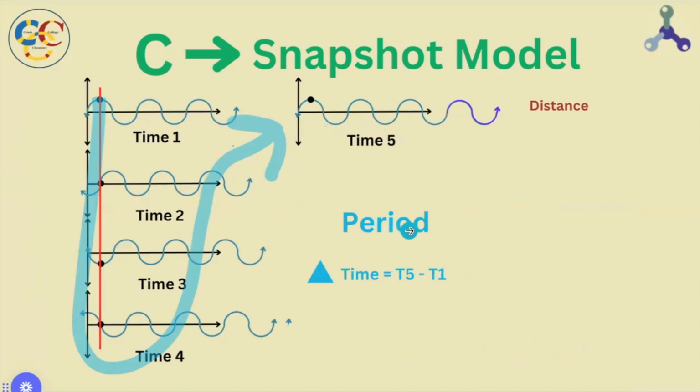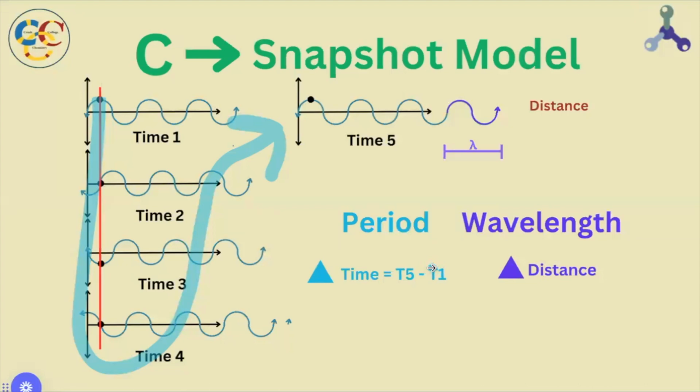This is called a period, and it's a change in time from when we get from the same position and the same slope. It's represented as a change in time because it is a change in time. Importantly, in this very same time duration, the wave travels forward an entire wavelength distance.